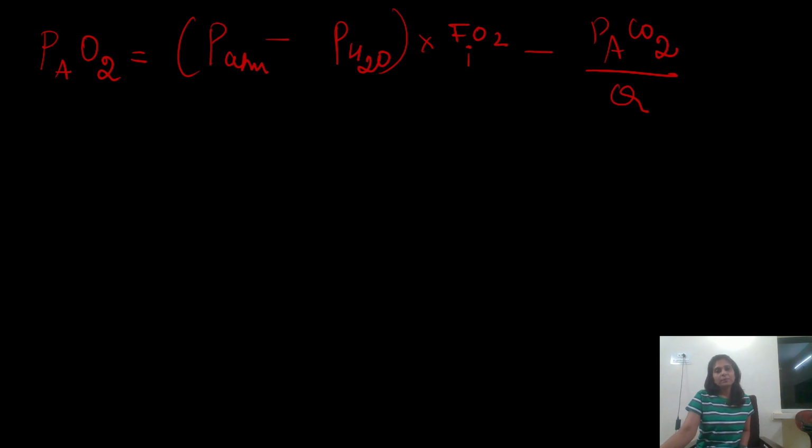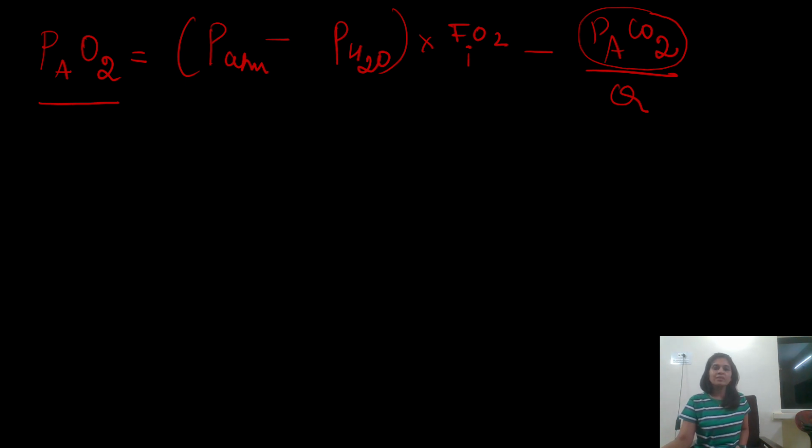The obvious limitation is, if you can't measure the alveolar partial pressure of oxygen, it means you can't measure the alveolar partial pressure of carbon dioxide. If you say I'm not going to dip an oxygen electrode, it means you can't dip a carbon dioxide electrode as well. Logical, right? So why do we still use this equation?